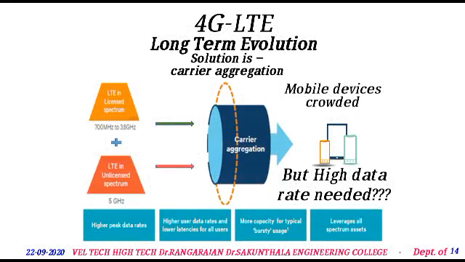Carrier aggregation. The combination of LTE licensed spectrum and unlicensed spectrum gives higher peak data rates, higher user data rates and lower latency for all users. More capacity for typical burst usage, leveraging all spectrum aspects.